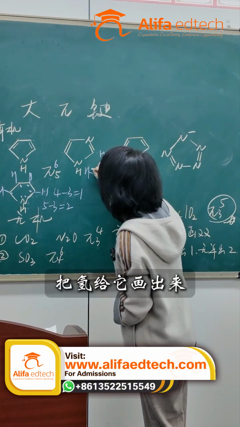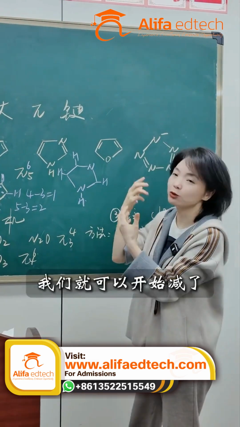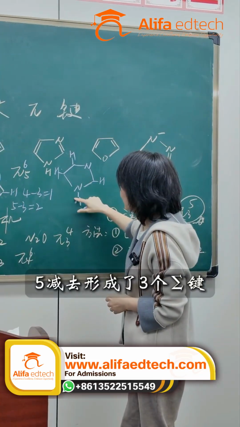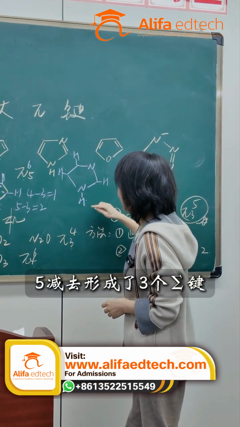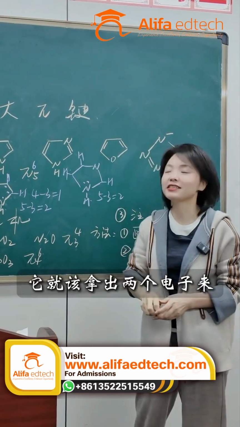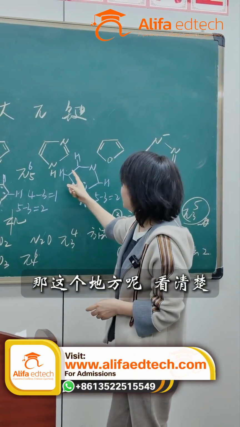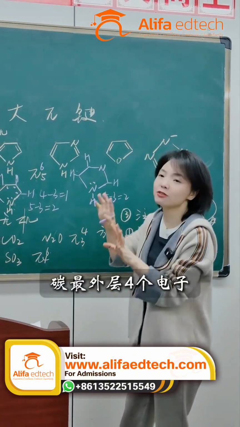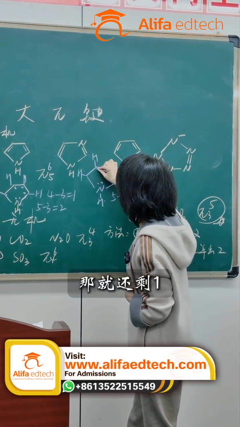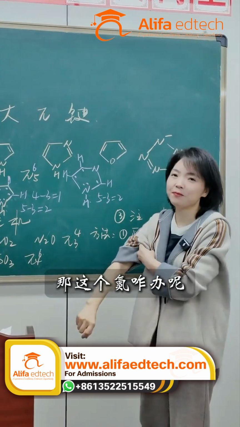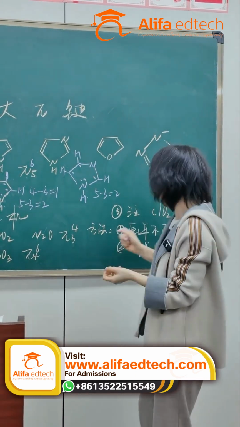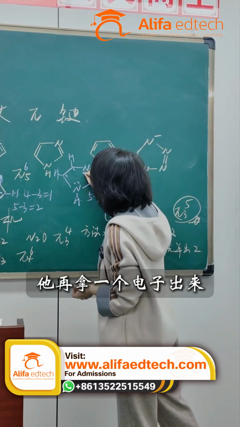Look carefully. Nitrogen has 5 electrons. 5 minus 3 forms sigma bonds. So 5 minus 3 equals 2. It should contribute 2 electrons. What about this part? Look carefully. They're all carbon. Carbon has 4 electrons minus 3 sigma bonds. So 1 remains, right? What about this nitrogen? Nitrogen has 5 electrons, forms 2 bonds, 3 electrons remain. Nitrogen contributes 1, it gives 1 more electron, so it becomes 1, 2, 3, 4, 5, 6. Also a pi 56 situation.